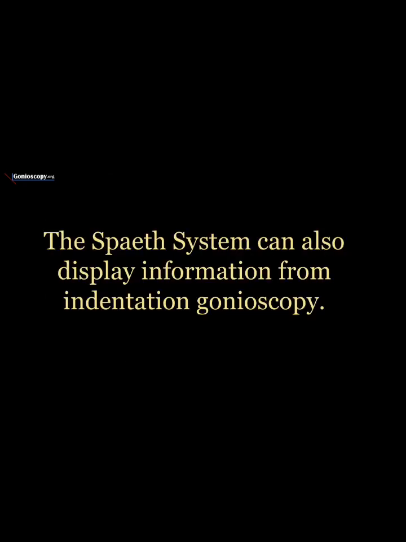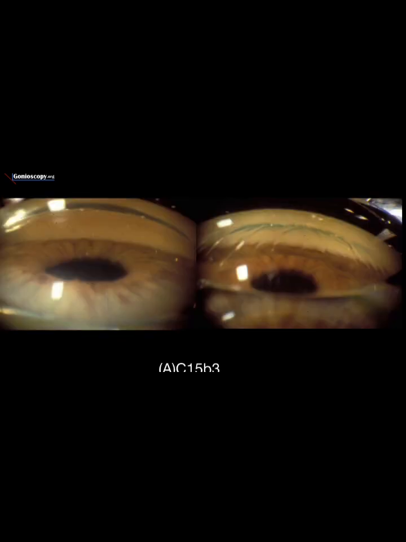The Spaeth system is also nice because it can display information from indentation gonioscopy. For example, this is somebody whose angle looks closed. When I indent in this view on the right, you can see the trabecular meshwork. So in parentheses, A, it looks like it's closed, but C, it opens to scleral spur. Scleral spur being right here. It might be a B or a C. 15 degrees, just a guess of how narrow that angle is. B because it's bowed forward, and we can see the pigment is grade 3. So the appearance of the angle is in parentheses, and then the second letter is what it looks like indented.